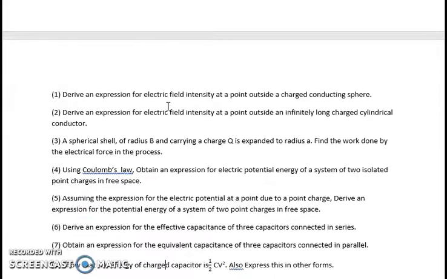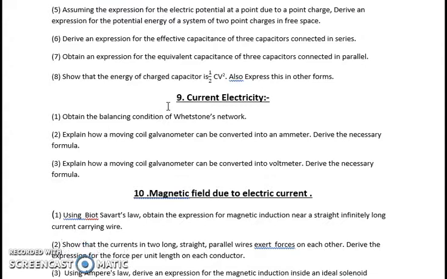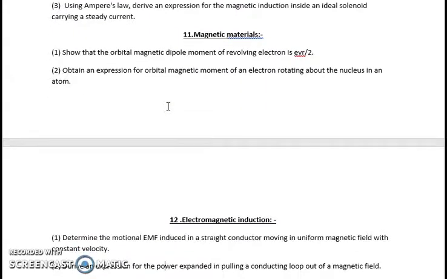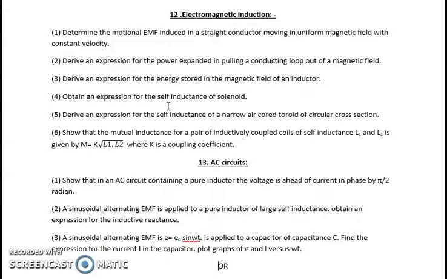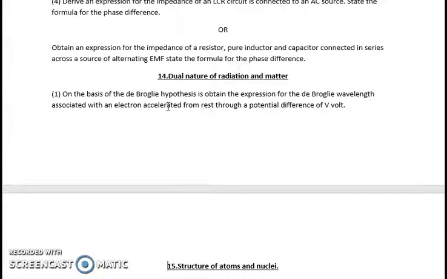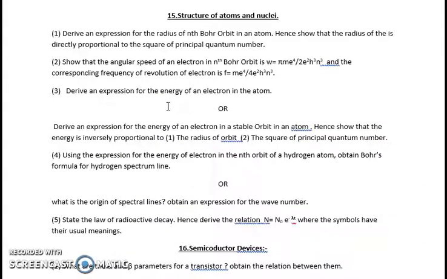Electrostatics. We have current electricity. The 10th one is magnetic field due to electric current. Then we have magnetic materials, electromagnetic induction, AC circuits, dual nature of radiation and matter. The 15th one is atoms and nuclei. Then we have the 16th one, that is semiconductors. These are some of the laws and derivations.